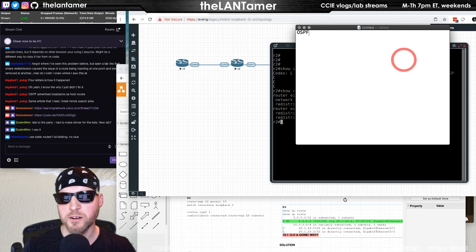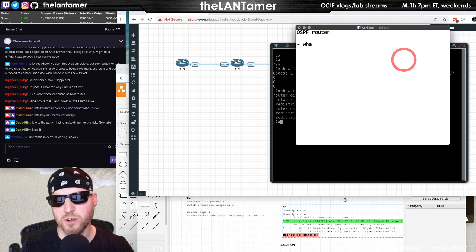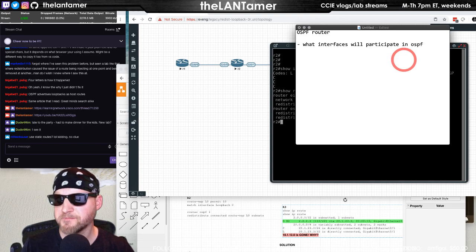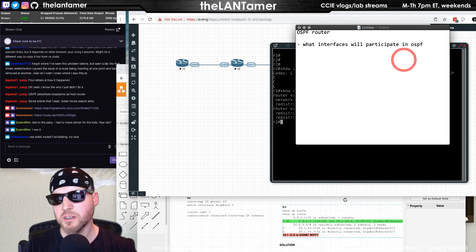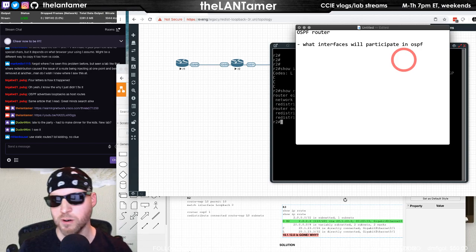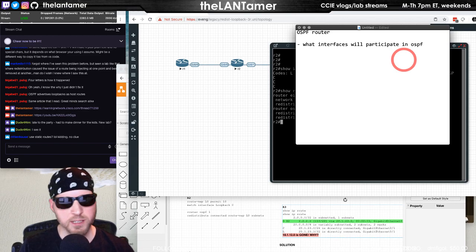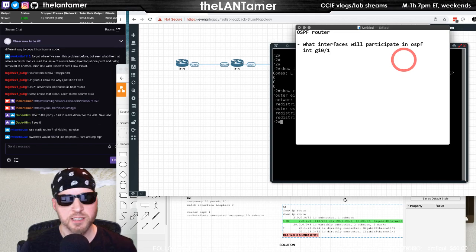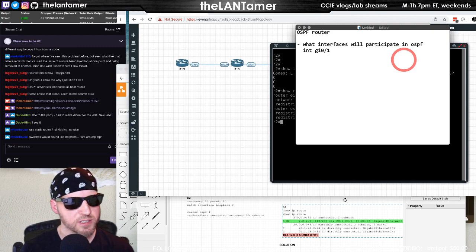So I'm an OSPF router, and I have a task to, one, look at what interfaces will participate in OSPF. And we say participate, in other words, these will be router links. So we've told OSPF on router 2 that interface Gi0/1, that's where we're going to send hellos, right? That's where we're going to try to form adjacencies.